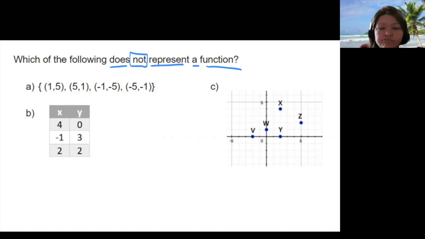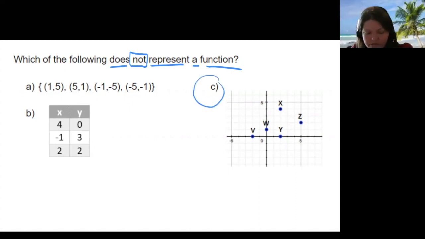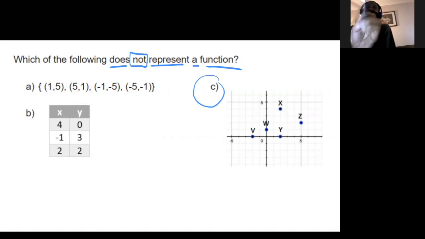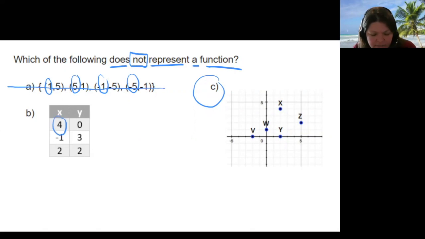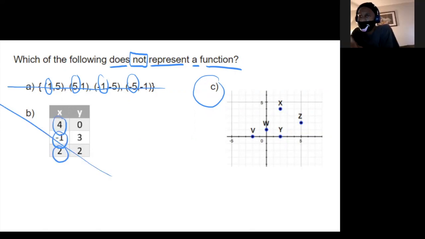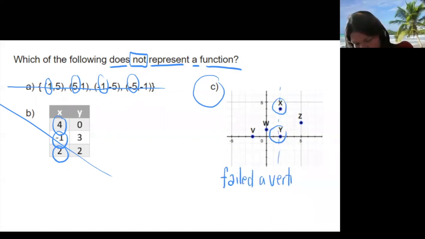Any thoughts? I would say C. Why do you think that C does not represent a function? Stephen, give me some evidence. I don't see any repeating X's at all. He looked at B, there weren't any repeating X's. When I go to C, I see these two points with the same X. Wonderful. So he found two points on the same vertical line. We just failed the vertical line test. That's a fail. This is not a function.